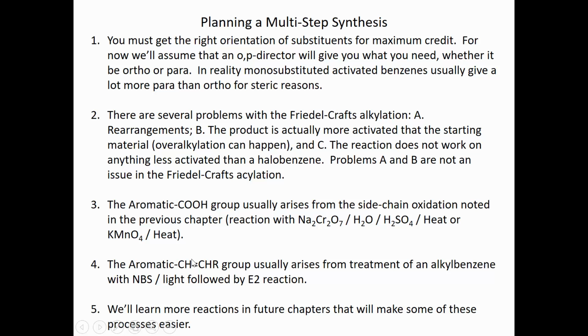When we see a vinyl group, or an alkenyl group, directly attached to an aromatic ring, it's usually going to arise through treatment of the alkyl benzene with NBS and light to give you the halo alkyl benzene, followed by an E2 reaction to give you the alkene. We can't really put this group on directly by the Friedel-Crafts reaction, because remember that was restricted to alkyl halides or the acid chlorides that you need in the Friedel-Crafts acylation.